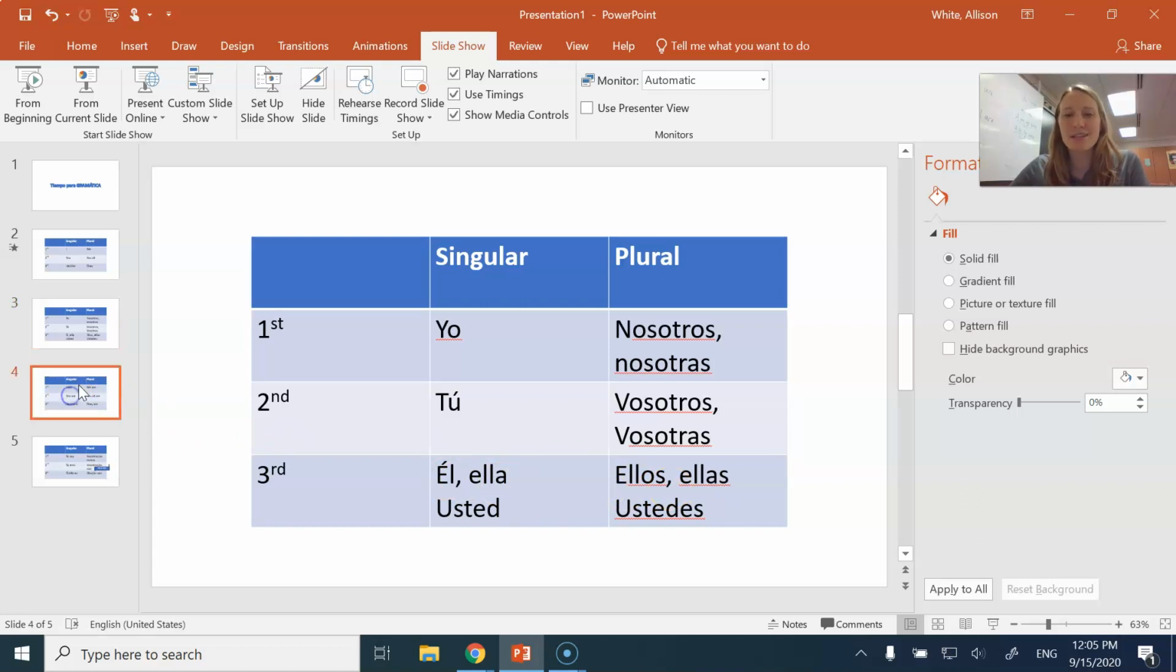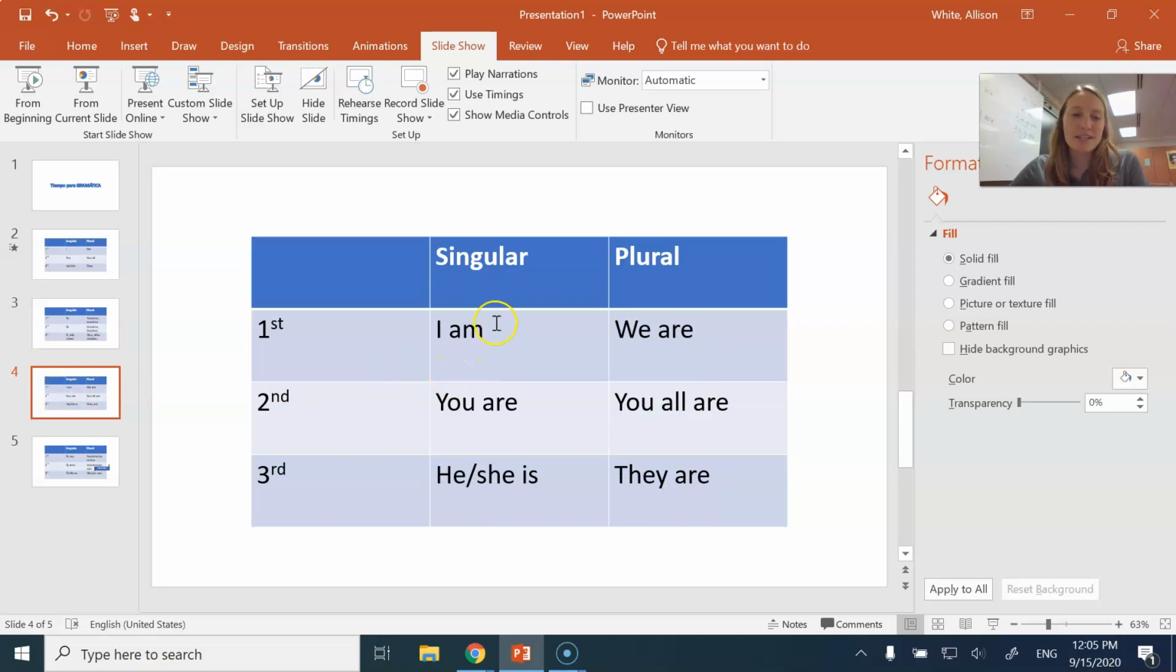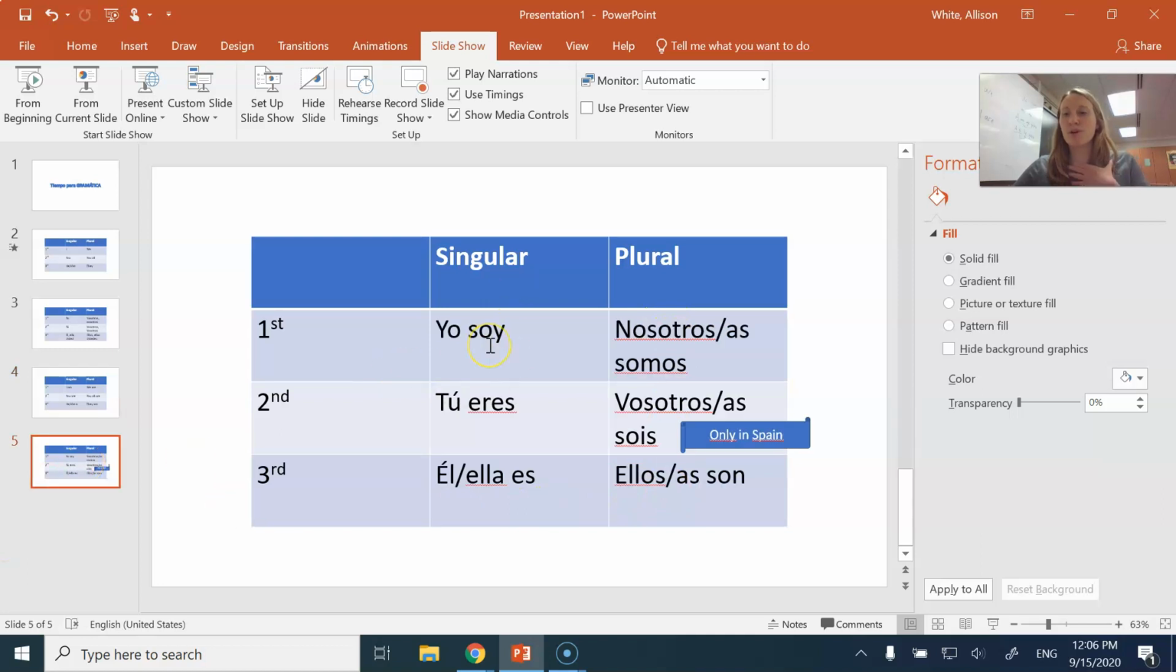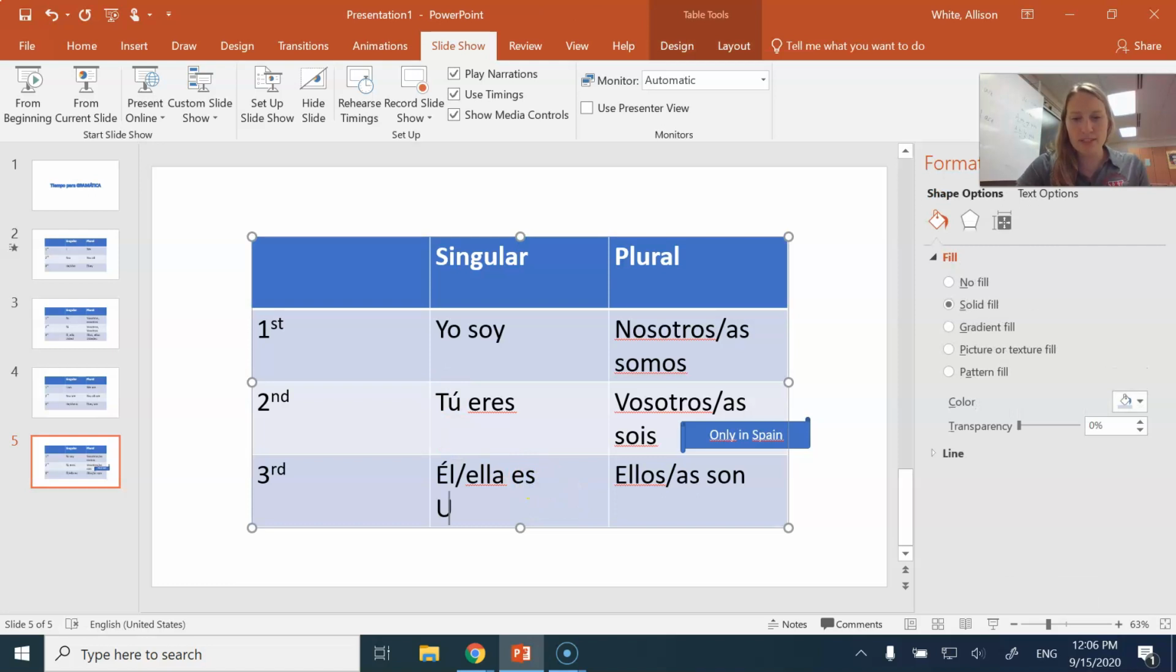We're looking at the verb ser, which is to be. So in English would be I am, you are, he, she is, we are, you all are, or they are. In Spanish, it's yo soy for I am, tú eres for you are, él, ella es for he or she is. We also have, this is where I need to add it, usted es. Nosotros or nosotras somos. Vosotros or vosotras sois. And ellos or ellas son, and also ustedes son.